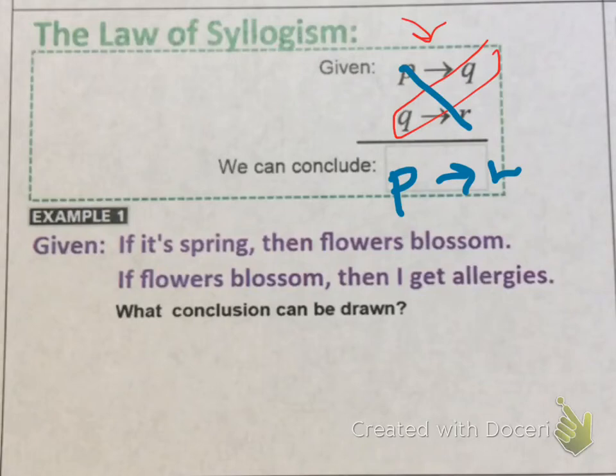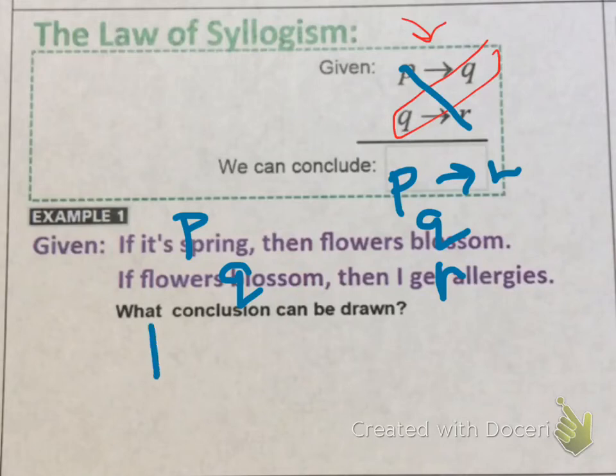It says if it's spring, then flowers blossom. So P is if it's spring, Q is they blossom. So if flowers blossom, which we labeled Q already, so we're going to label that Q again, then I get allergies. That's going to be R. So what conclusions can be drawn?